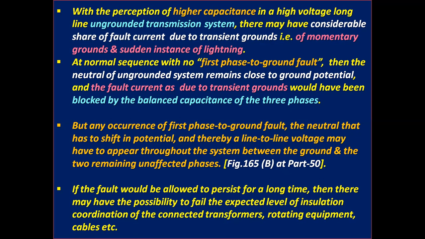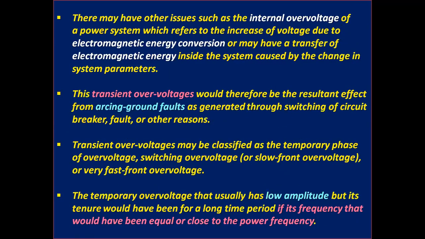If the fault is allowed to persist for a long time, then the expected level of insulation coordination of the connected transformers, rotating equipment, cables, etc. may fail. There may be other issues such as the internal overvoltage of a power system, which refers to the increase of voltage due to electromagnetic energy conversion, or a transfer of electromagnetic energy inside the system caused by a change in system parameters. These transient overvoltages are the resultant effect of arcing ground faults, generated through switching of circuit breakers, faults, or other reasons.